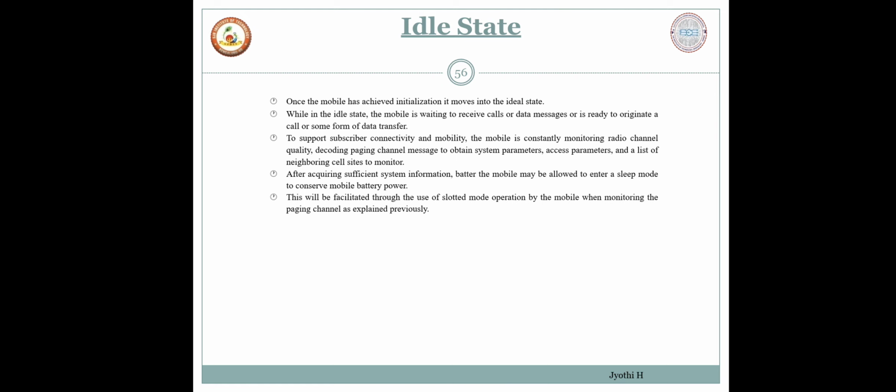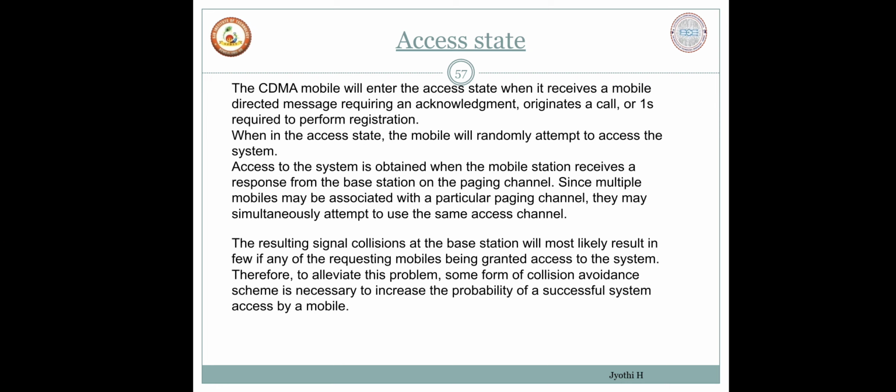This is facilitated through the use of slotted mode operation by the mobile when monitoring the paging channel. A CDMA mobile will enter the access state when it receives mobile-directed messages requiring acknowledgement, originates a call, or is required to perform a registration. In the access state, the mobile will randomly attempt to access the system. Access is obtained when the mobile station receives the response from the base station on the paging channel.